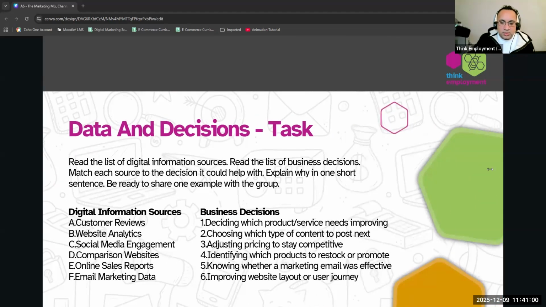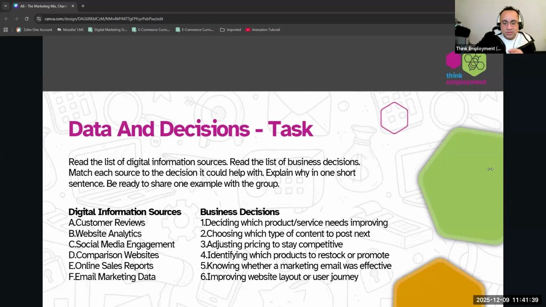Data and decisions. Okay, so we're going a bit deeper into it. If you look into what I've got, this list here, we've got the digital information sources: customer reviews, website analytics, social media engagement, comparison websites, online sales report, and then email marketing data. And then we've got the business decisions as well. So read the list of digital information sources and then read the business decisions. What I want you to do is match each source with the decision that it could help with.